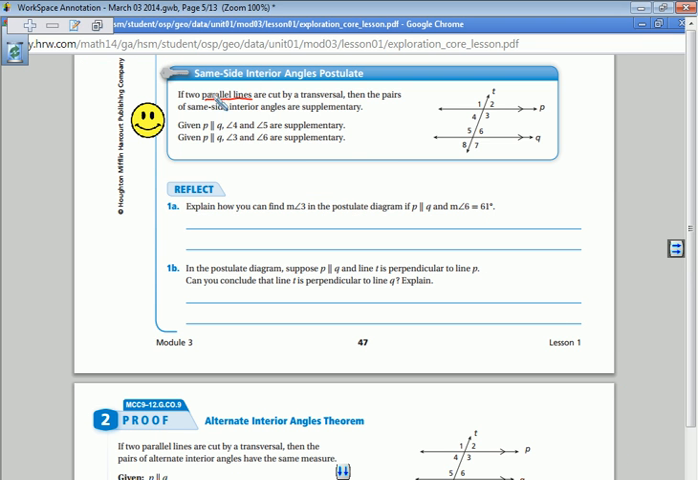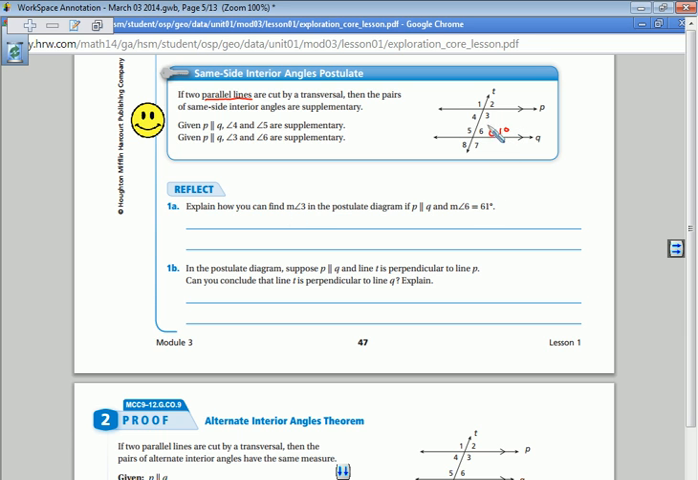So if we have the same side interior angles postulate, it says if two parallel lines are cut by a transversal, then the same side interior angles are supplementary. Now, this is something you learned last year, right? Two parallel lines cut by a transversal? Yes. So we know that same side interior is supplementary. Supplementary means their sum equals 180.